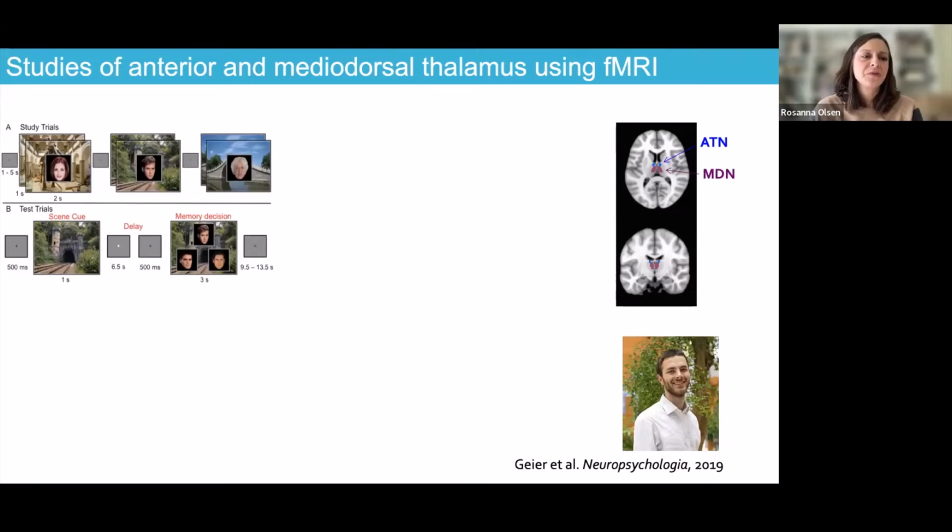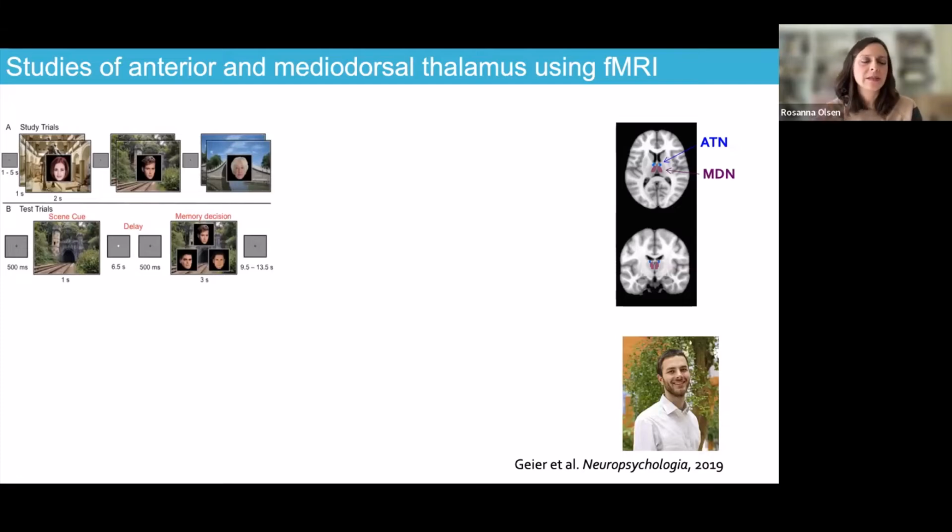First, I'll describe the task a little bit more. It's an associative memory task in that they had to form associations between the faces and the scenes. And then it was a little bit different from a standard recognition memory task in which we just show the images and ask whether they were old or new. We actually cued participants with the scene that was previously paired with that face.